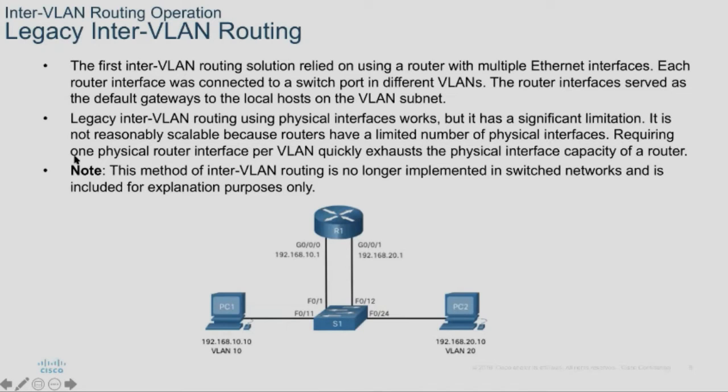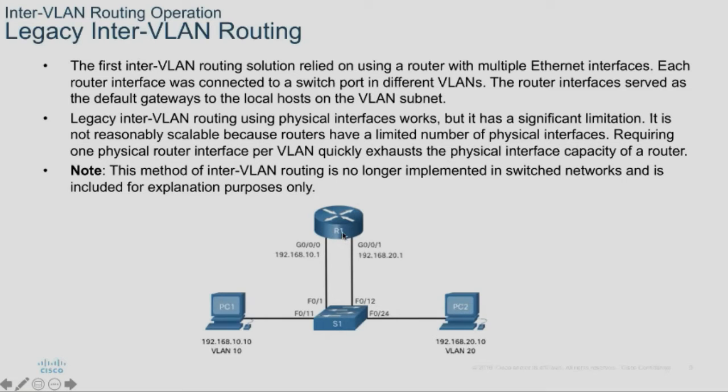Okay. So legacy inter-VLAN routing was the first inter-VLAN routing solution. It relied on using a router with multiple Ethernet interfaces. Each of the interfaces was connected to one switch port in different VLANs. In this example, you can see that there's one router and one switch.